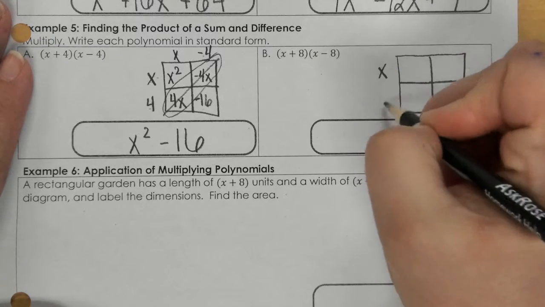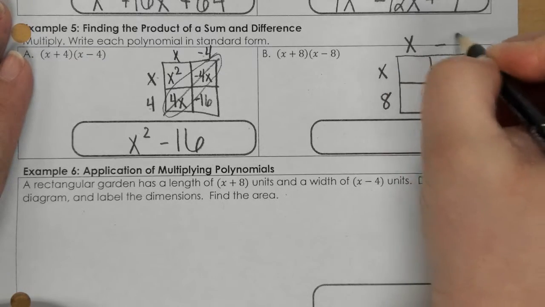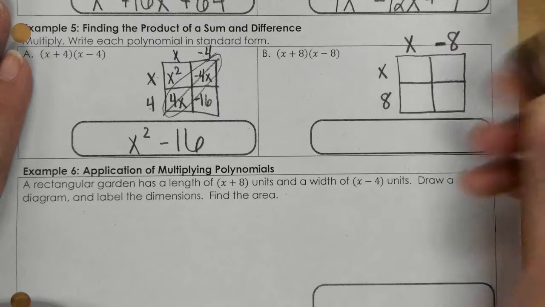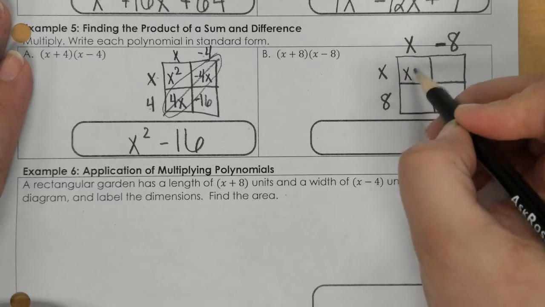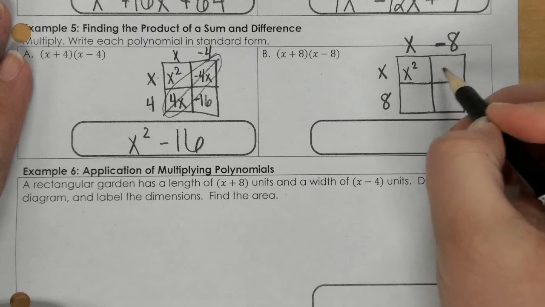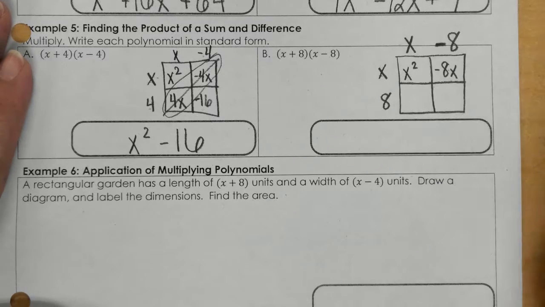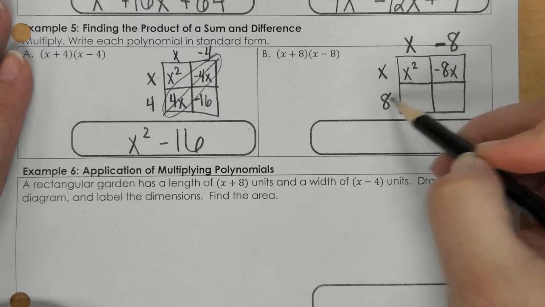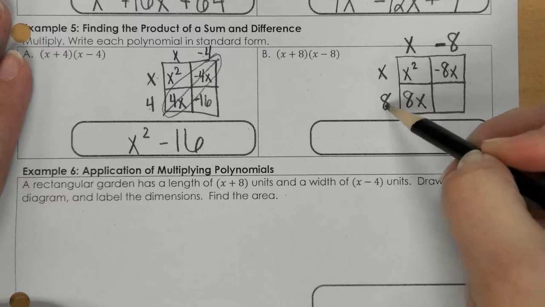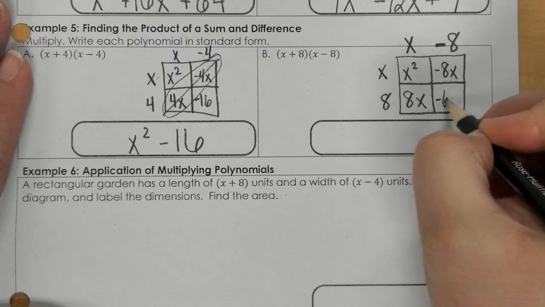In part B, again, go ahead and draw your square, making your 2 by 2. So I have x and a positive 8 and x and a negative 8. So x times x is x squared. X times negative 8 is negative 8x. X times 8 is 8x. And 8 times negative 8 is negative 64.